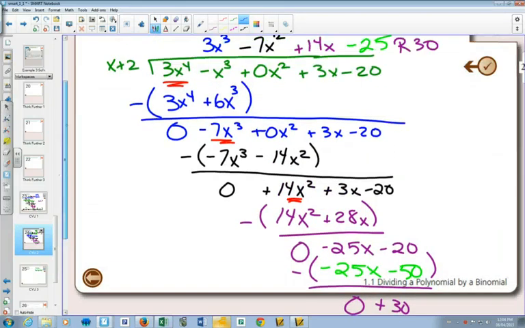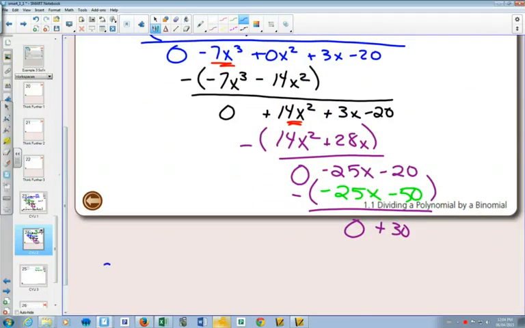So if we write our division statement, 3x to the 4 minus x cubed.